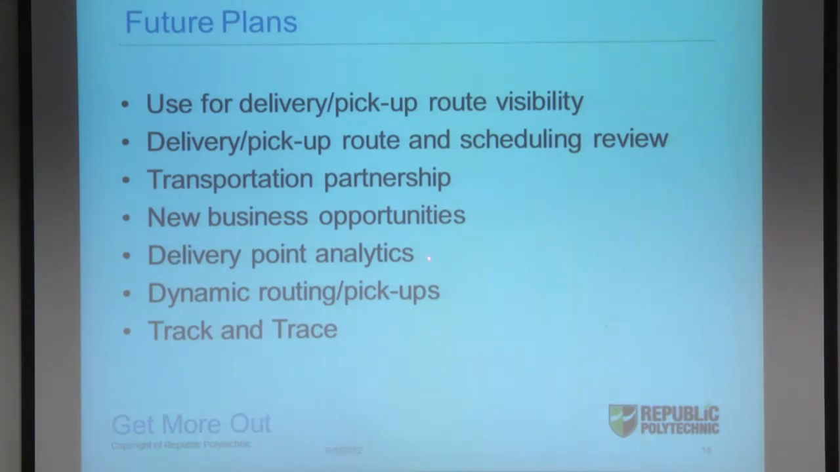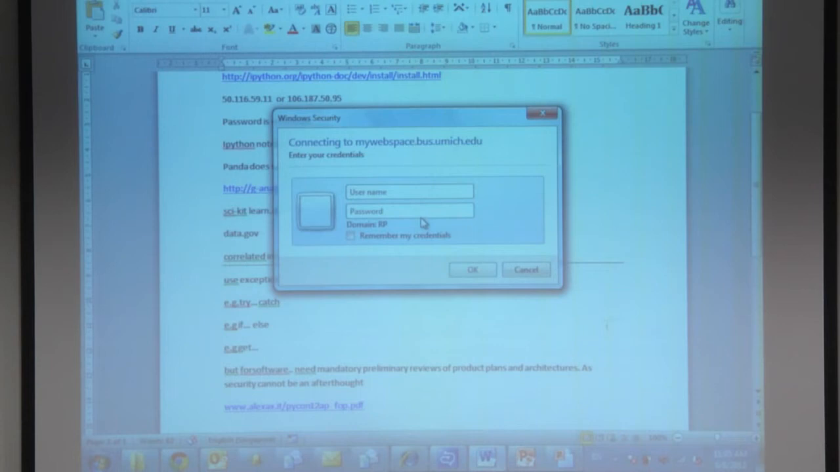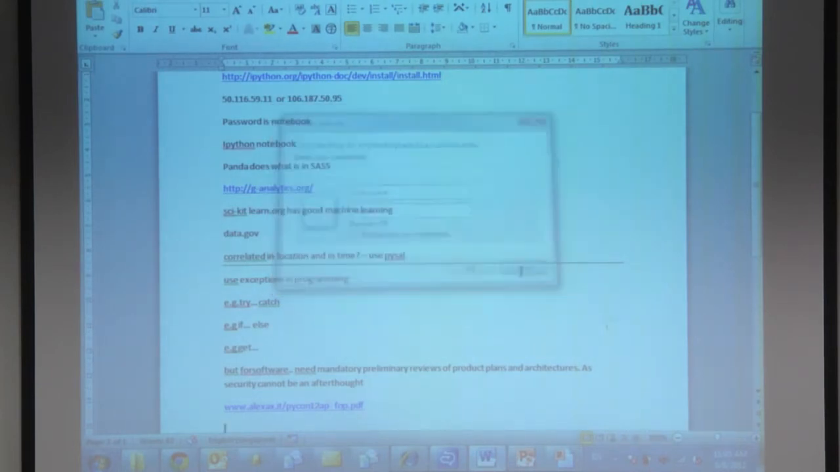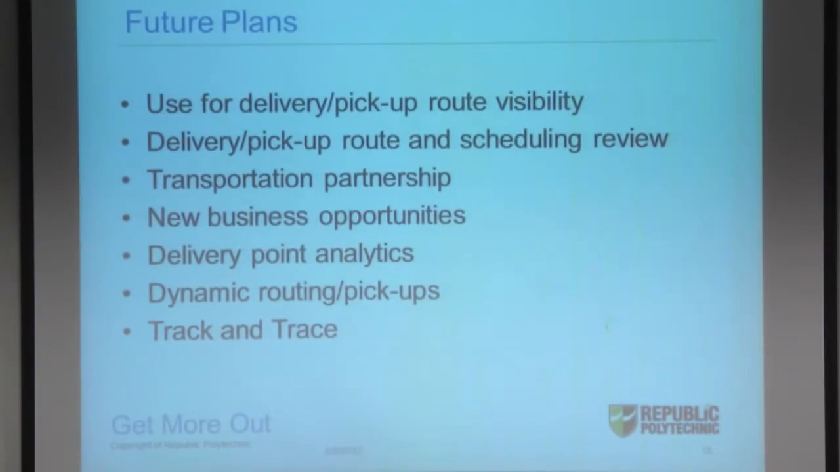Delivery point analytics. So what is interesting with Domino's Pizza is that they want to overlay demographic information for their outlets, so they can compare whether the outlets are doing well compared to their competitors. Okay, so there is a lot of public information from data.gov in the US. So that's one of the things that they're very interested to do.